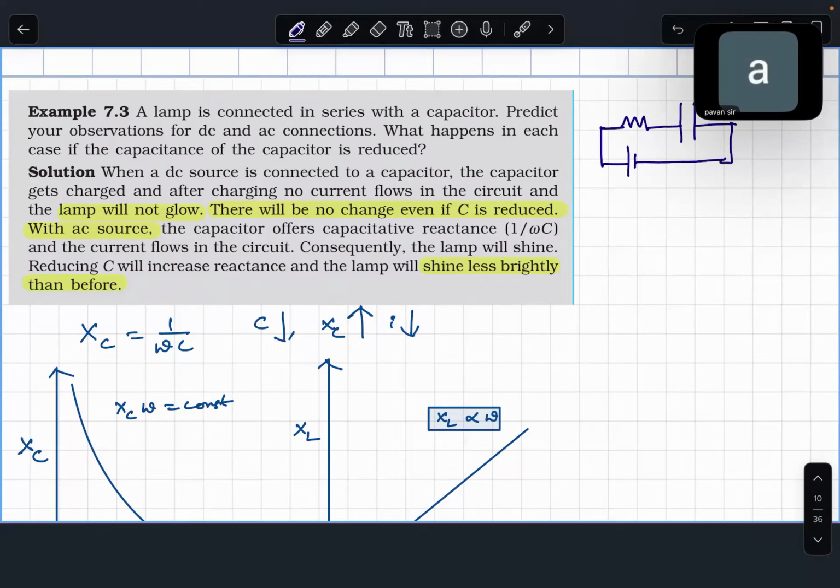Now I am using an AC. See, the change of C affects XC. The change of XC affects Z. The change of Z affects current. And the change of current affects the glow of the bulb. So as you increase C, XC decreases, Z decreases, current increases, and hence the bulb shines more brightly than before. But take care, the drop across the bulb should never exceed its operating limits. Right? Okay? Clear? Sure? Any doubts, boys and girls?